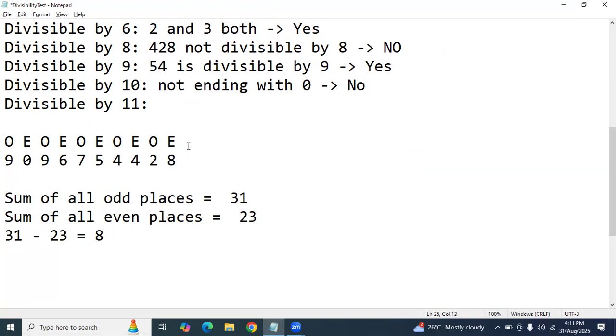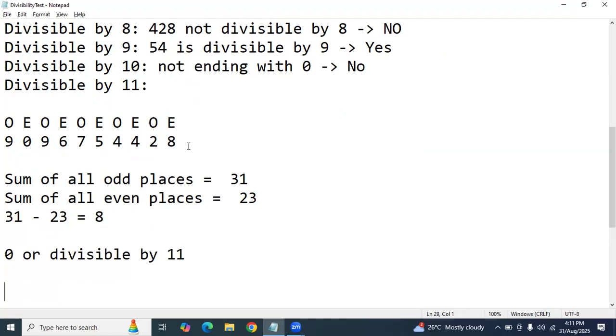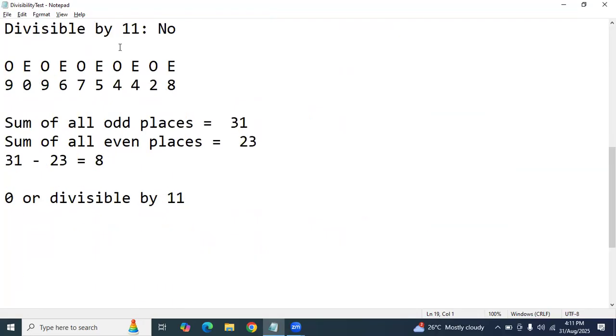This difference should be either 0 or divisible by 11. In that case only will our number be divisible by 11. So if you look at this, it's 8, it is not divisible by 11, and it's not 0. So this is not divisible by 11. This entire number 9096154428 is not divisible by 11.